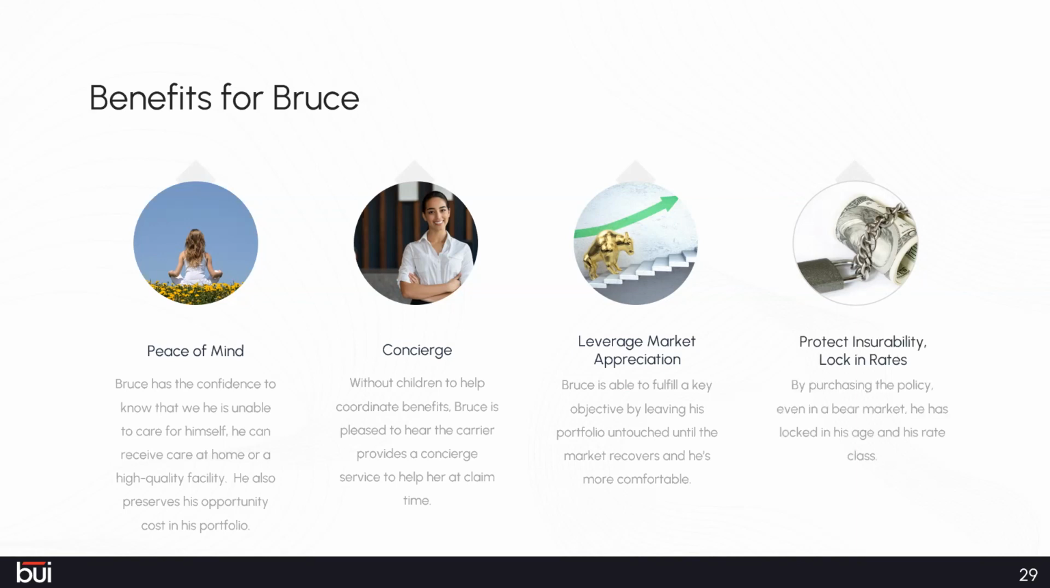And number four, by implementing the insurance today, rather than delaying the purchase until the market appreciates, he's locked in his age, his rate class, protecting himself should he have a change of health in the future. So a major benefit to Bruce.